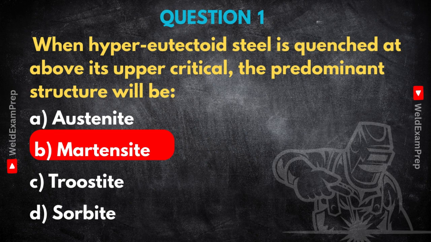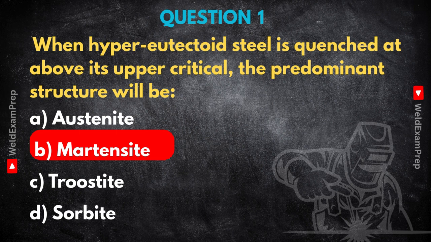It forms because there's just no time for the carbon to diffuse and form softer structures. If you cooled it more slowly, or if you took that martensite and gently reheated it, that's called tempering, then you get things like troostite or sorbite, options C and D. They're basically modified, less brittle forms. But the direct result of that fast quench from austenite, that's martensite.